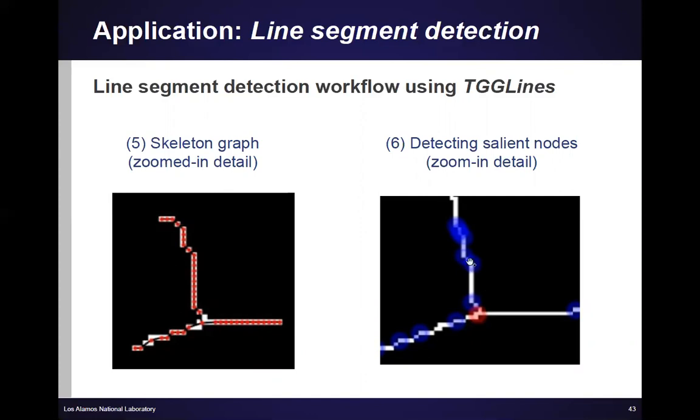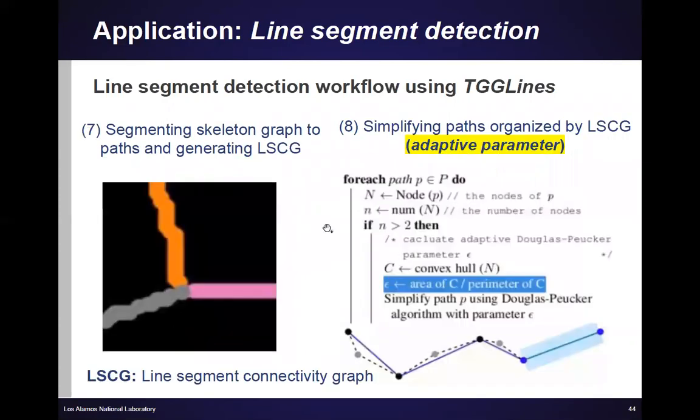If 2 nodes have a sharp turning, for example 90 degrees, then we represent it as a turning node. Once we have detected the salient points, we use them to segment the skeleton graph into different paths. For example, this zoomed-in detail has 3 paths: the orange, the pink, and the gray one.